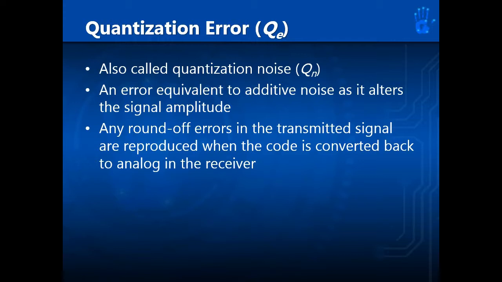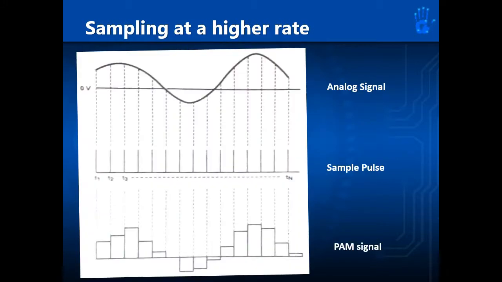Quantization error. Quantization error is also called quantization noise. This is an error equivalent to additive noise as it alters the signal amplitude. Any errors in the transmitted signal are reproduced when the code is converted back to analog in the receiver. Now, sampling at a higher rate will produce a pulse amplitude modulated signal that is closer to our original analog signal than when the samples are at a lower frequency.